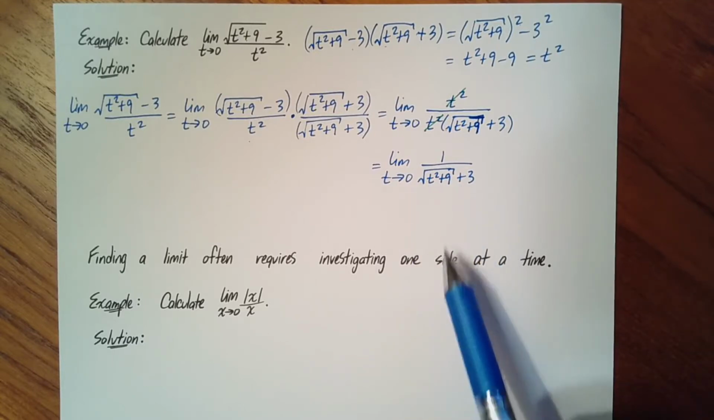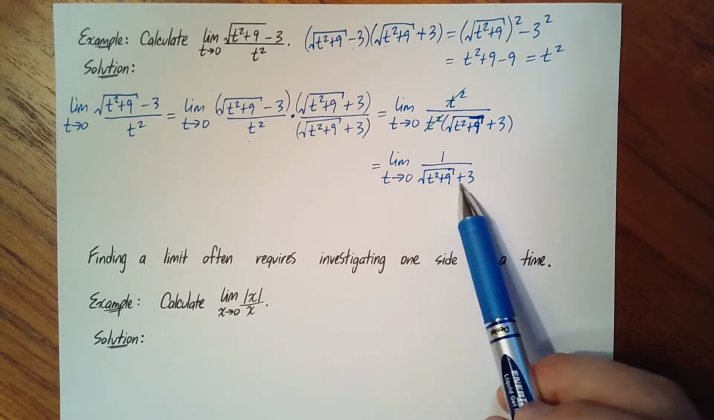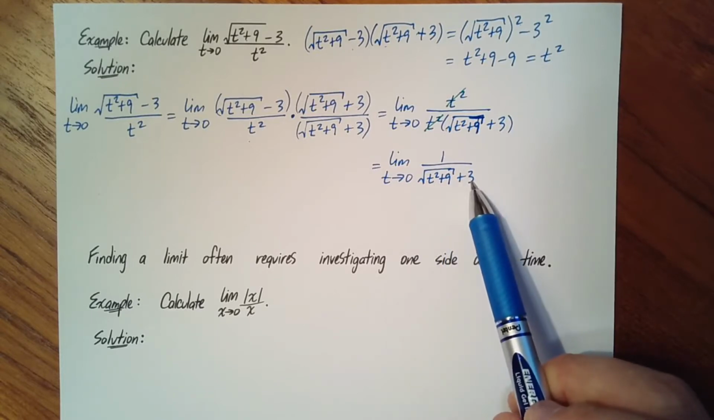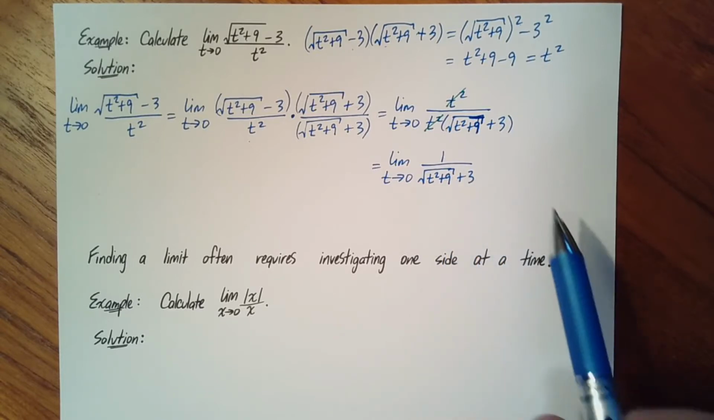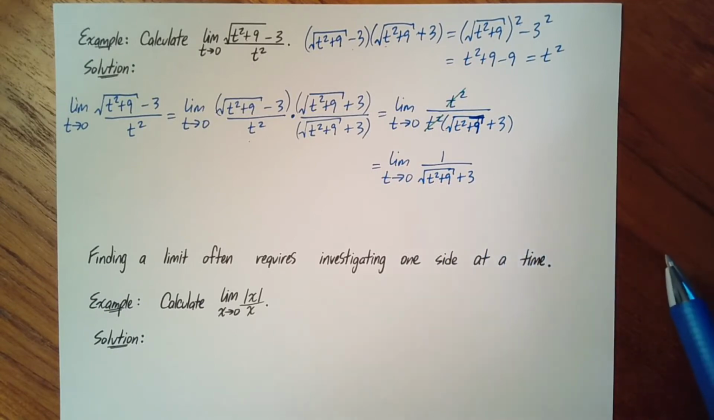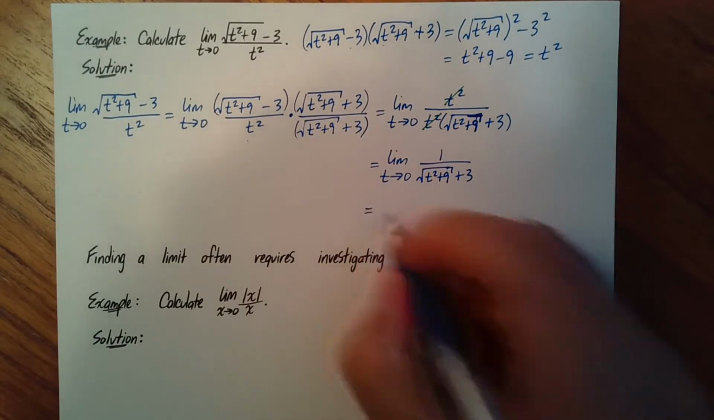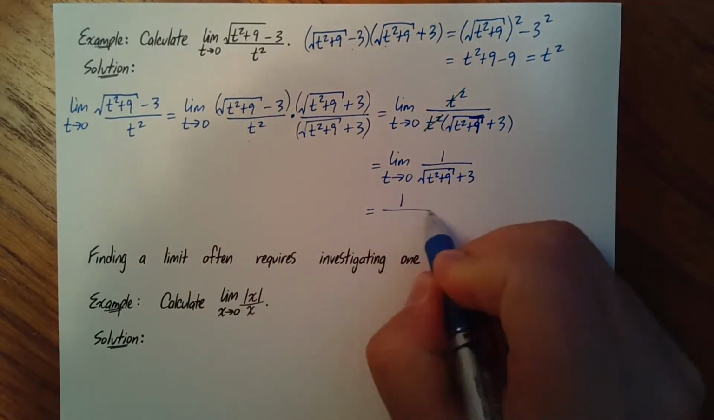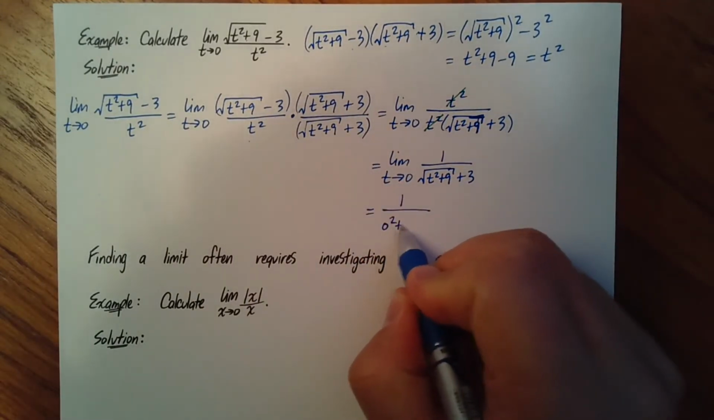So that would be the square root of 9, which is 3. But this isn't minus 3, it's adding 3. So you'd have 3 plus 3 on the bottom, which is a sensible number. So that looks like we're ready to just plug in our value now. So we're going to get 1 over the square root of 0 squared plus 9.